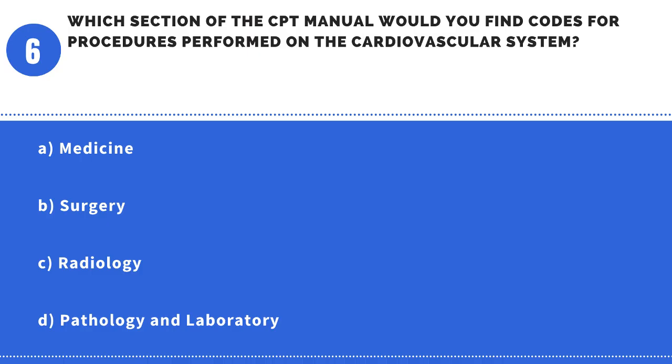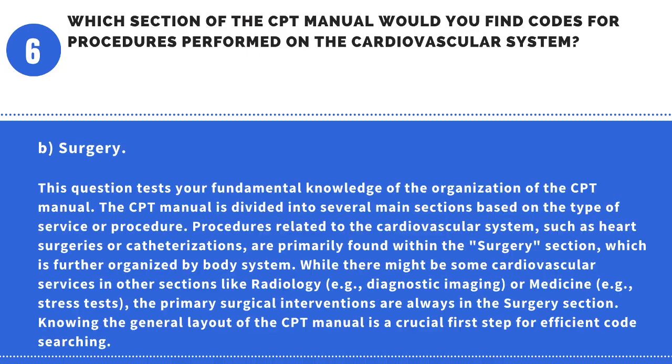Question 6. Which section of the CPT manual would you find codes for procedures performed on the cardiovascular system? A. Medicine. B. Surgery. C. Radiology. D. Pathology and laboratory. Answer B. Surgery. This question tests your fundamental knowledge of the organization of the CPT manual.